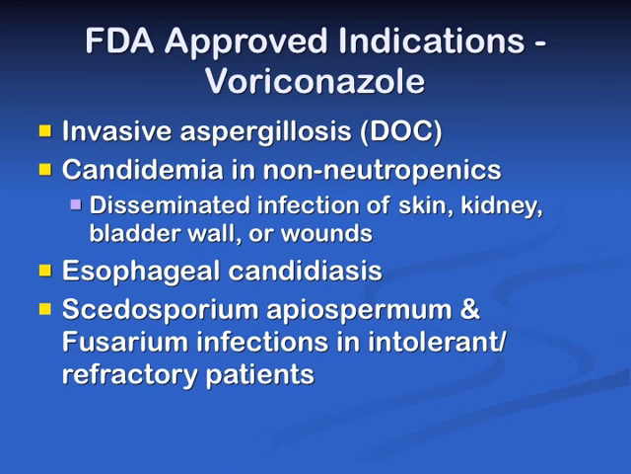Currently, FDA approved indications for Voriconazole are invasive aspergillosis, candidemia in non-neutropenics. Not to say that it couldn't work in neutropenics, but this was an exclusion criteria in the trial. Also esophageal candidiasis, and treatment of Pseudallescheria boydii (Scedosporium apiospermum) and Fusarium infections in intolerant or refractory patients.